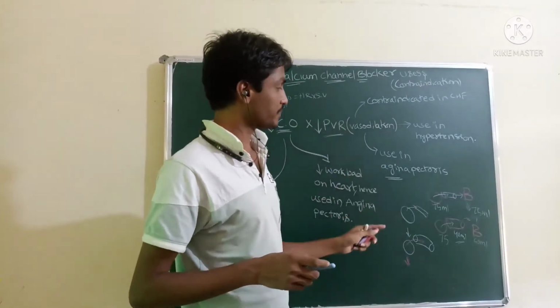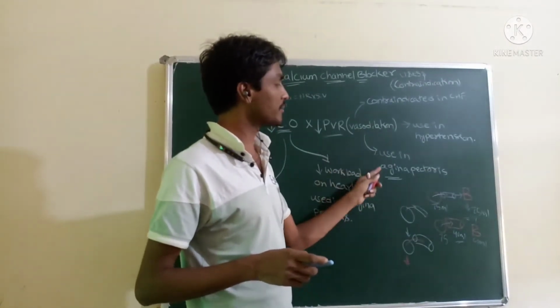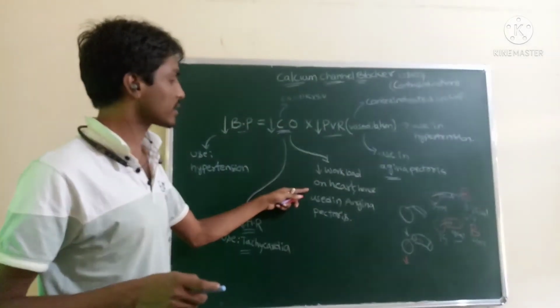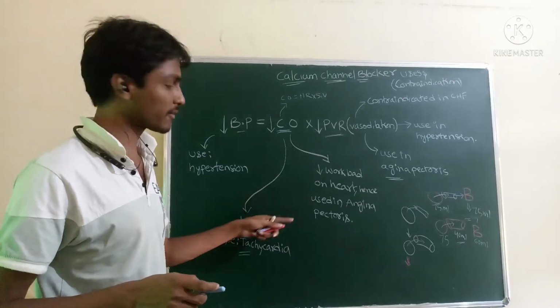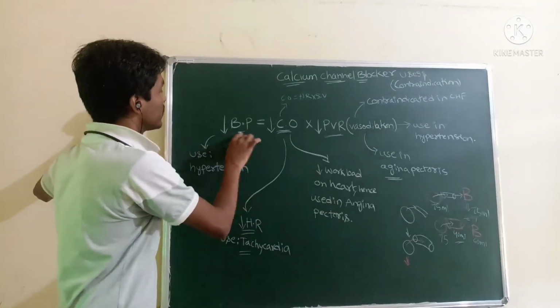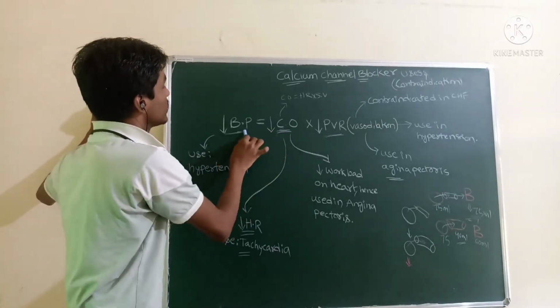So you can use it in the treatment of angina, with less workload and less heart rate. Finally, less cardiac output and less peripheral vascular resistance lead to less blood pressure, so we can use it in the treatment of hypertension. This is about the uses and contraindications of calcium channel blockers.